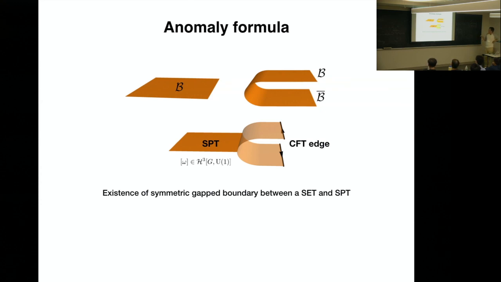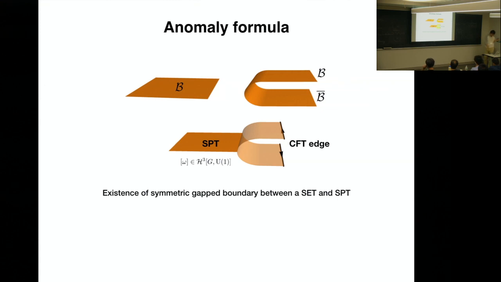So to derive an anomaly formula, well, we want to make this CFT actually appear on the edge of an SPT. So what I'm going to do is basically stick a layer of SPT phase, which has that H^3 cocycle, onto this folded layer, such that this boundary is symmetric and gapped. So if this is the case, it means that the CFT on the other side of the folded layers can appear as the edge theory of the SPT, preserving all the symmetries, etc. So this is equivalent to the existence of a symmetric gapped boundary between these folded SET layers and the symmetry protected phase here.